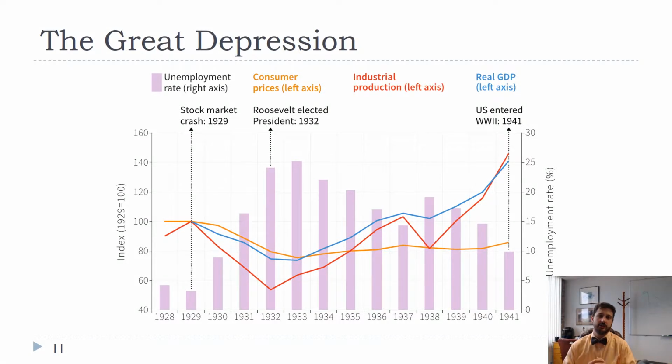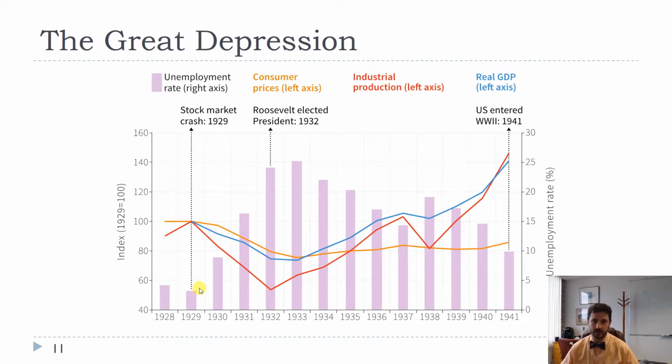So the Great Depression was the worst economic downturn of the 20th century and lasted a really long time. And so this graph sort of shows what went on during the Great Depression. The purple bar graphs are the unemployment rate over here on the right-hand axis. And you can see the unemployment rate hit a high of 25%. And basically, it was just a recession that got worse and worse.